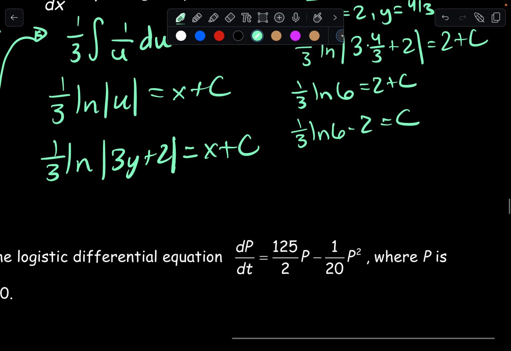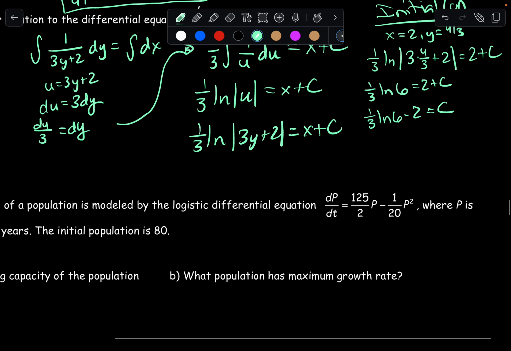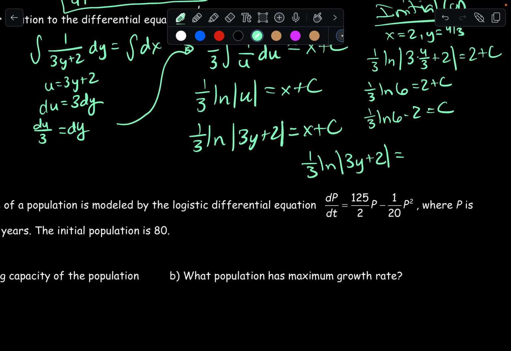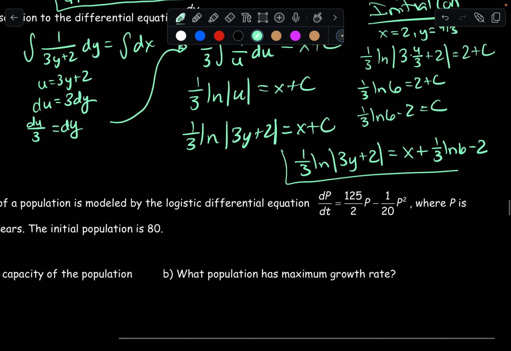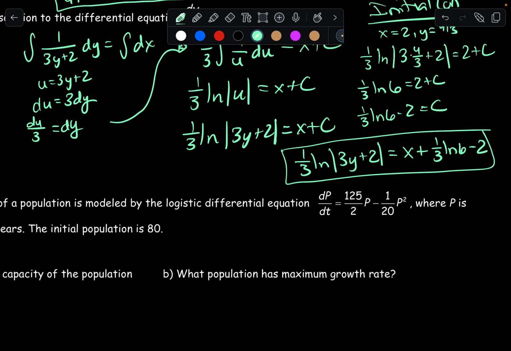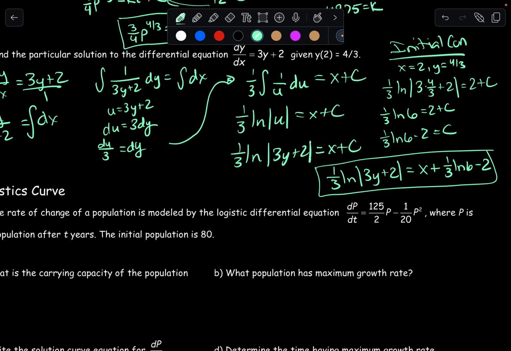And that's okay. So if we come back to our general solution, we have 1/3 natural log, the absolute value of 3y plus 2 is equal to x plus, and then we have our c, which is 1/3 natural log of 6 minus 2. And there's our particular solution. There's no need to isolate anything. Once you have all the variables that you need and it's written in terms of x and y, you are done. Move on to the next problem.